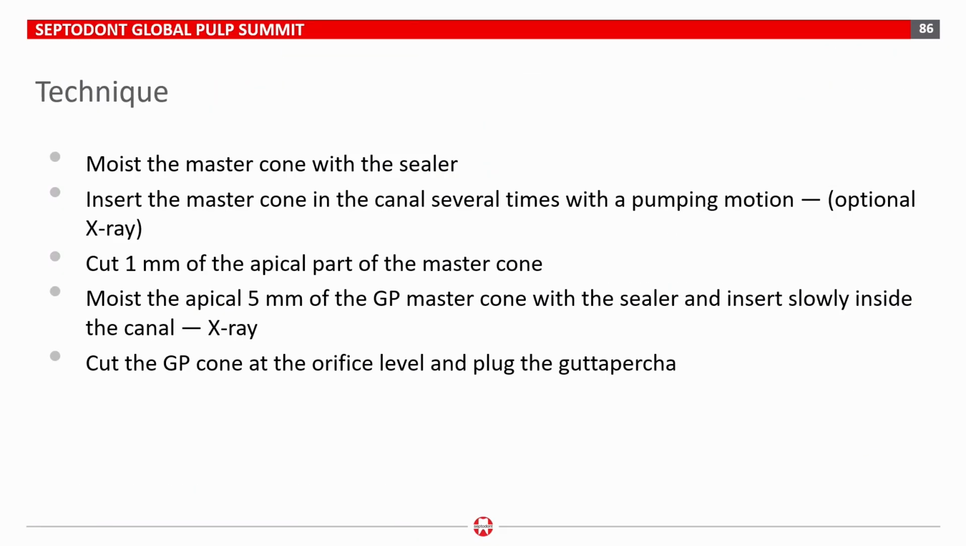The technique is easy. We moisten the master cone with the sealer. We insert the master cone in the canal several times with a pumping motion. Then I cut 1 millimeter of the apical part of the master cone. I moisten this apical part in the sealer and introduce this master cone again slowly until the working length. Then I take an X-ray, and if it's okay, I cut the gutta-percha at the orifice level and plug the gutta-percha.